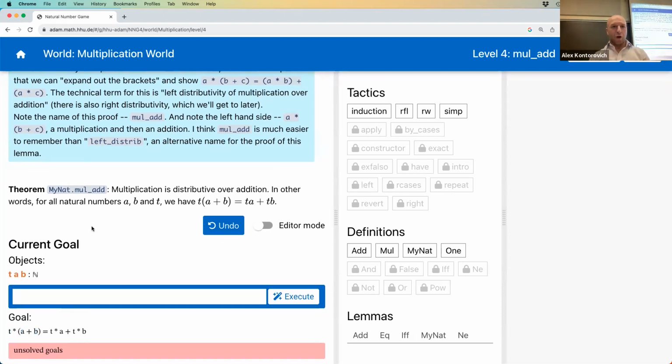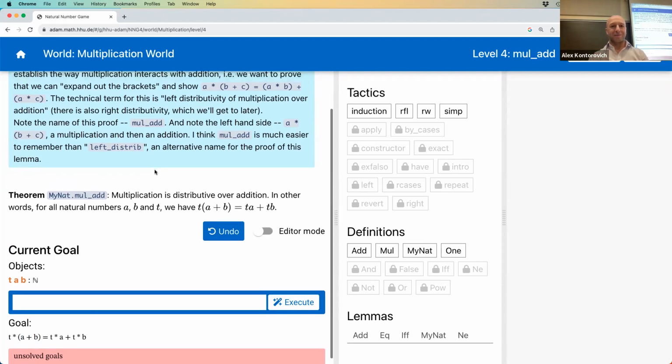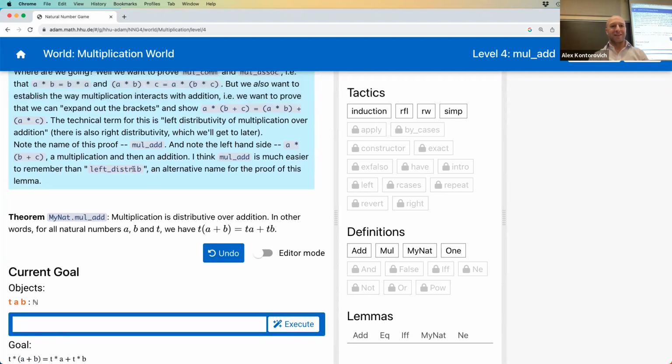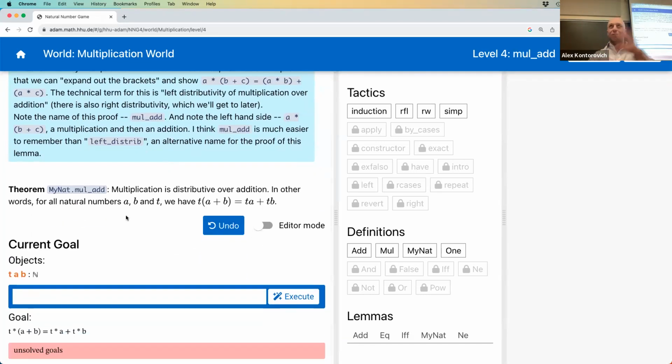Okay. Why do we have mul add? So mul add is what happens with the distribution property. It's left distrib, whatever. Again, you shouldn't have to ever remember these things. You should know one thing, which is the tactic ring. And ring cancels, multiplies, does all kinds of this nonsense for you. Okay, multiplication distributes over addition. Why is this true?